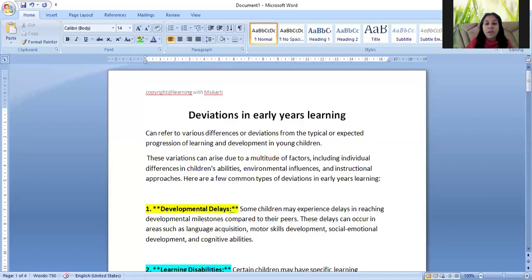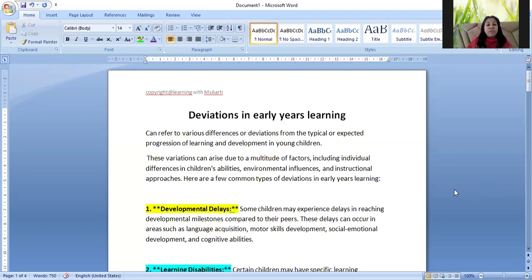Today's topic is deviations in early years learning. I have received queries from you regarding this topic, so that is why I've chosen this one. And let's see what is here for you today. I have tried my best to share with you, and hopefully you will gain something good out of it. So here is deviations in early years learning.